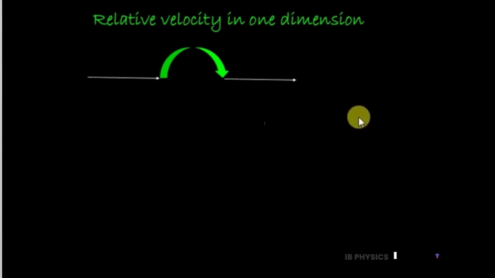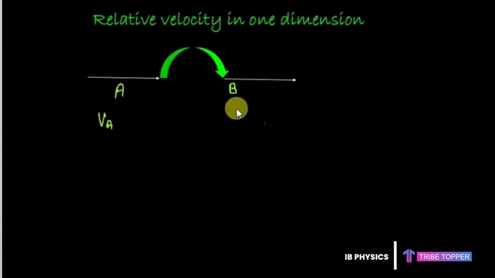So what do you mean by relative velocity? When two objects, say this is object A and that's another object B, are moving with different velocities, let VA and VB be the velocities of A and B respectively. Then the velocity of one object with respect to the other is called relative velocity.